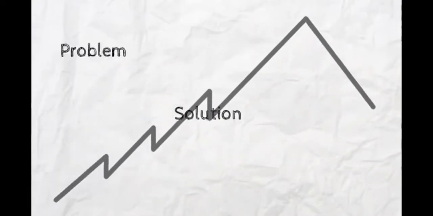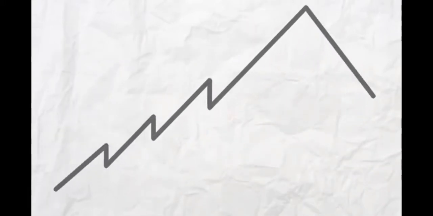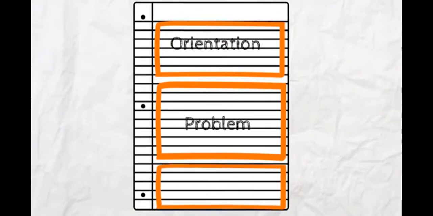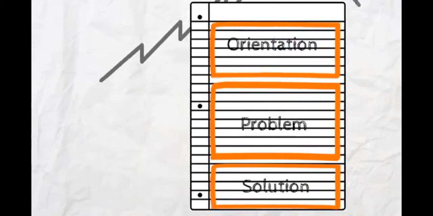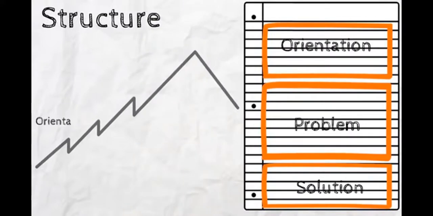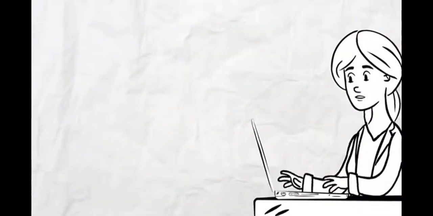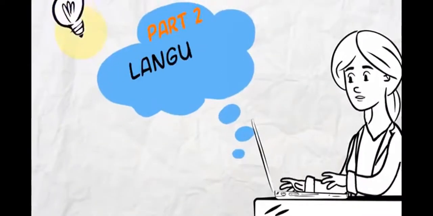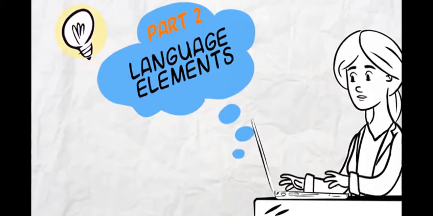We usually separate the orientation, the problem, and the solution into their own paragraphs as a way to organize our writing. And if the narrative is quite long, the writer will use more paragraphs. This is the basic structure of a narrative. In the next video, we'll be looking at the language elements authors use to write narratives.